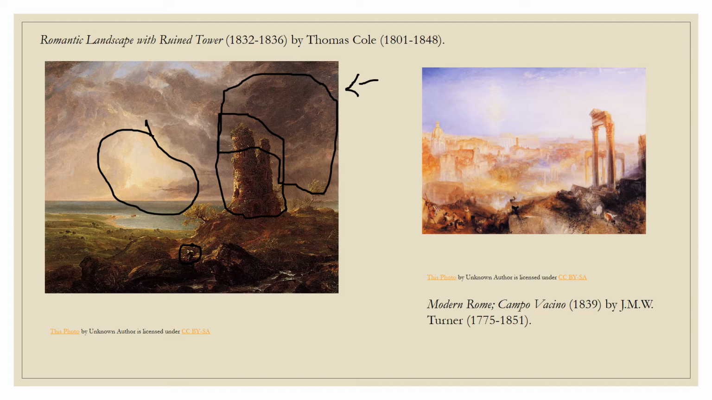The other picture over here on the right-hand side, I'll draw an arrow there for you. This is called Modern Rome, or Campo Vaccino, by J.M.W. Turner. It shows you a modern picture of Rome. Again, we can see the Roman ruins here, and maybe the main city or the modern city of Rome in the background over here.